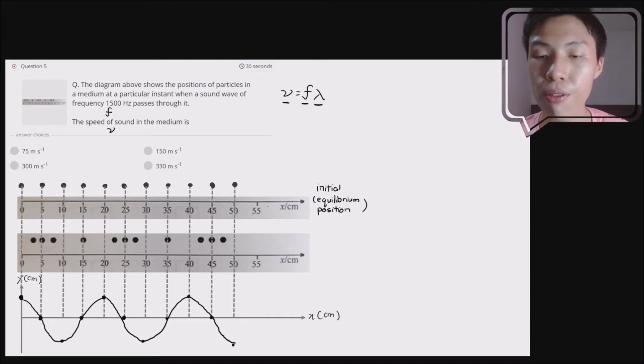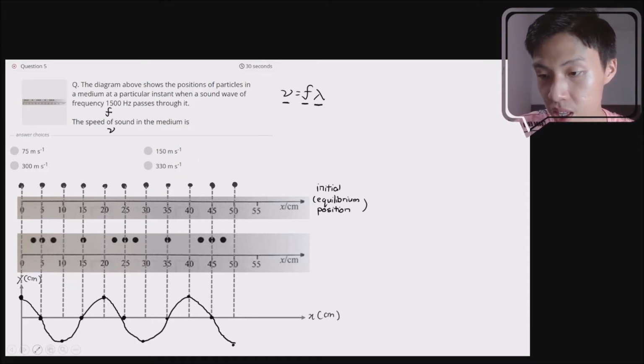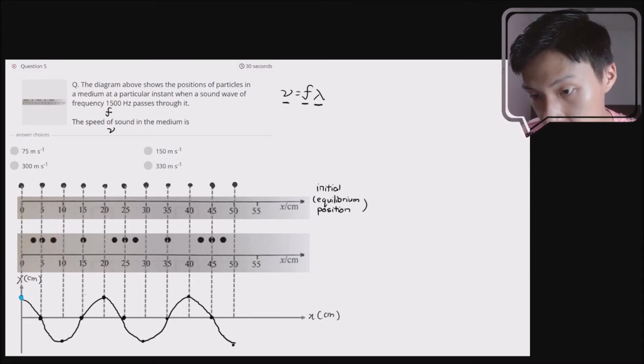So this is the graph of displacement against distance for this longitudinal wave. What we have here is displacement y and distance x. x represents the position of the particles, and y represents how much is displaced, either in the positive or negative direction. If you want to determine the wavelength, we can just determine the distance between two consecutive points of the same phase. So you can take the distance between this point and this point, and you get your wavelength.